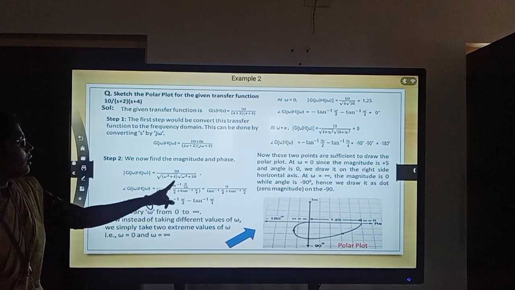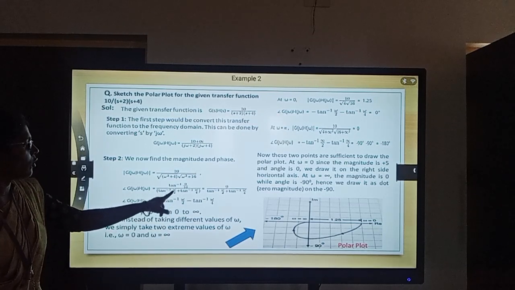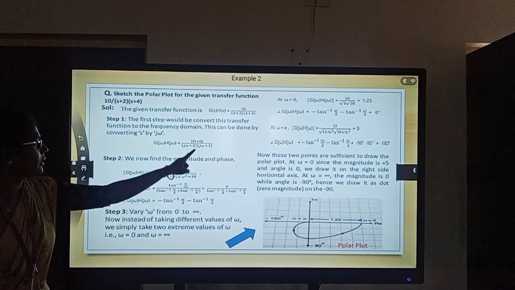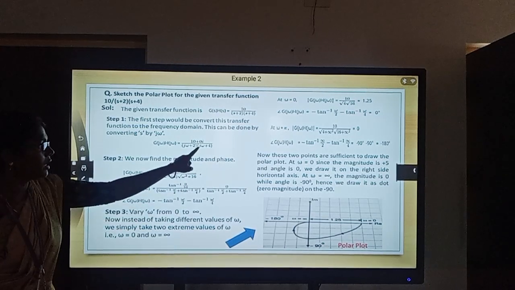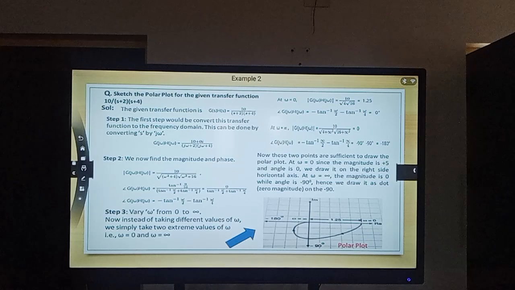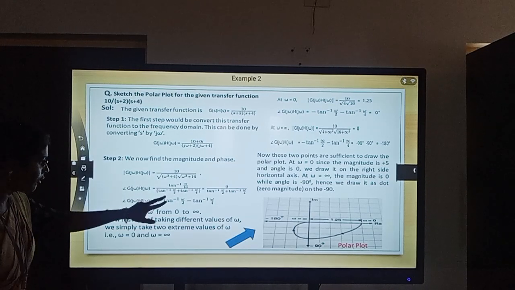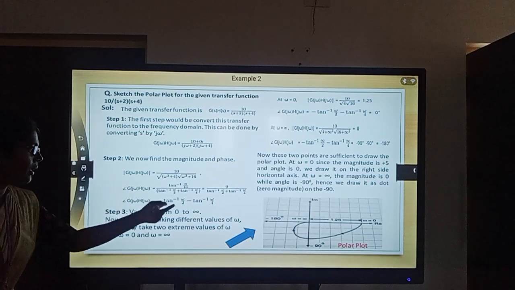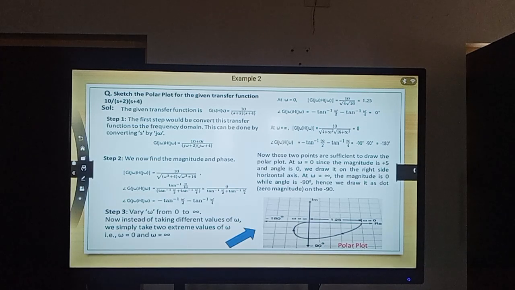So it will be written as tan inverse of omega by 2 plus, again here tan inverse of j. B is what? Omega. Omega divided by A, which is 4. So it is in the denominator, and if you take it to the numerator, it will become minus. That is minus tan inverse of omega by 2 minus tan inverse of omega by 4. So we have to know the range of frequency omega. One is 0 and the other is infinite.